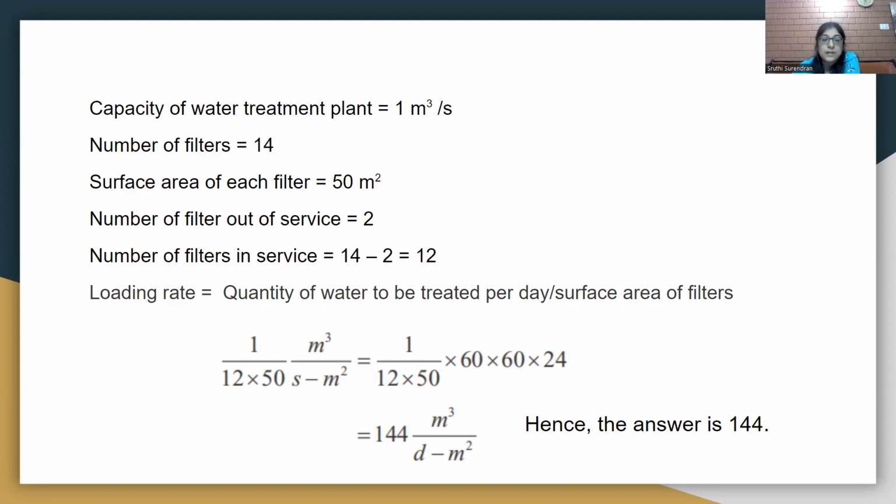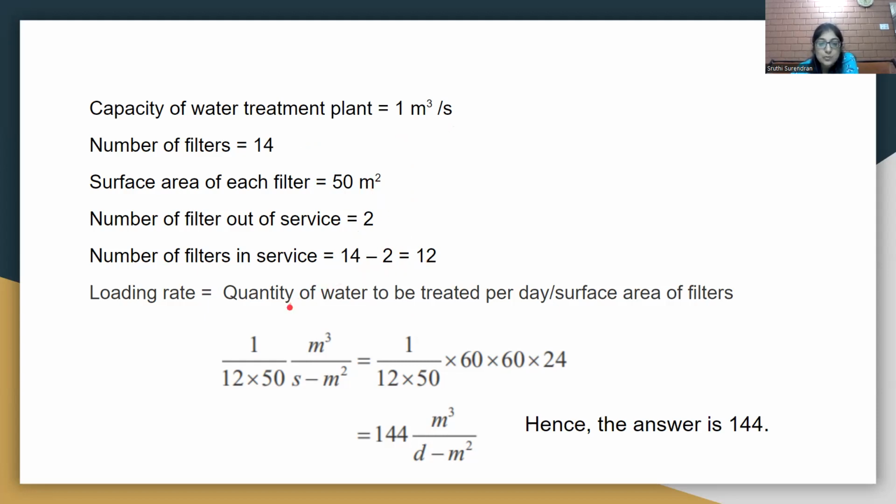I'll explain once more. We have been given the capacity of the tank. We have been given the total number of filters, out of which 2 are not working. So the filters that are working is 14 minus 2, 12. Each filter area is given. So the total area is going to be 12 into 50.